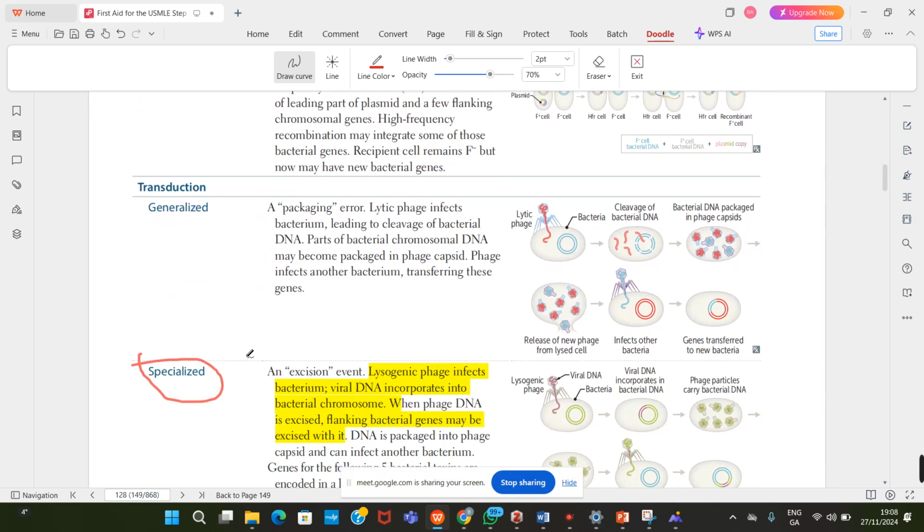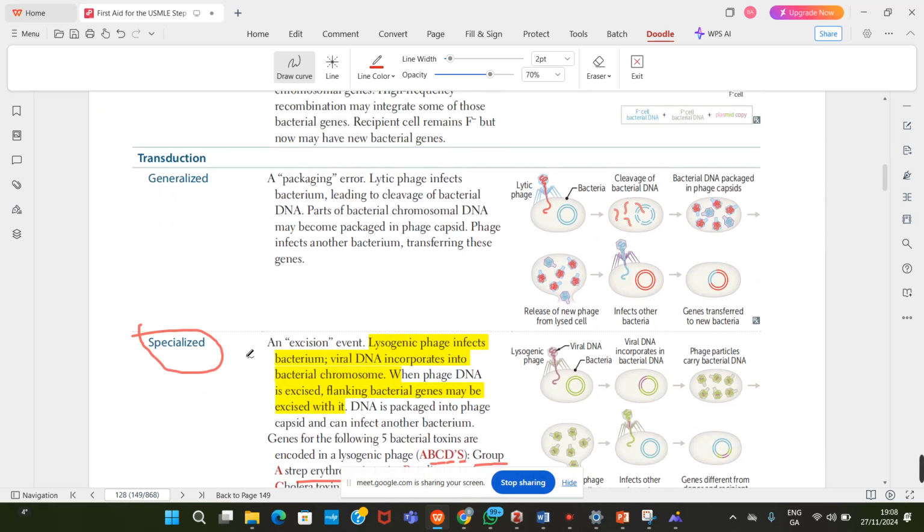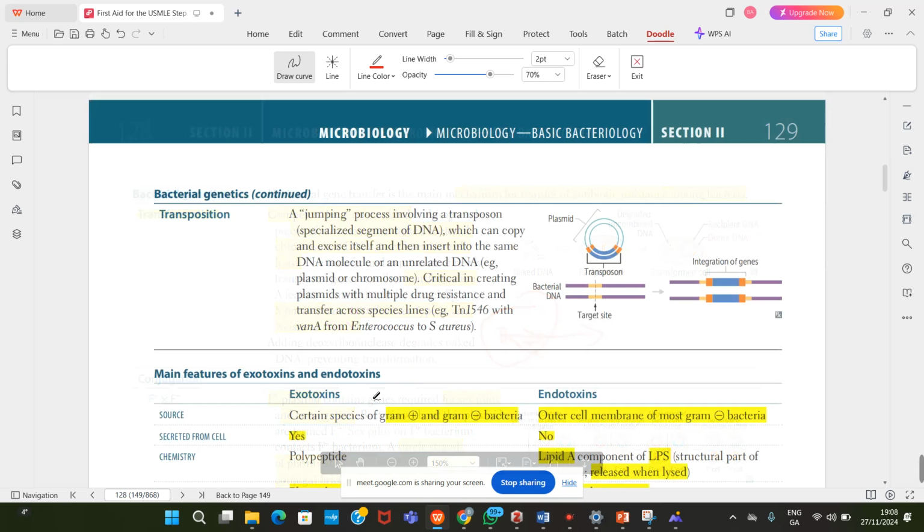So, which one is transmitted through the lytic? Any other thing can be transmitted, but the one that is specific to specialized transduction is just this. It's the ABCD toxins.